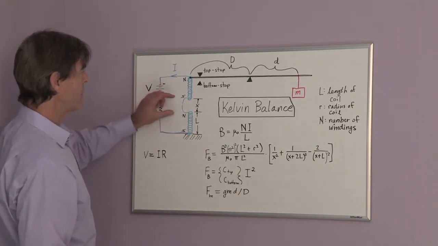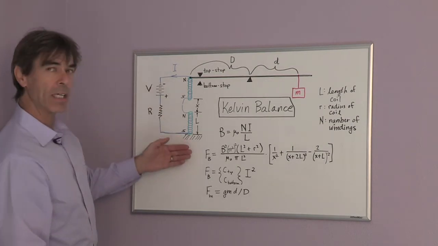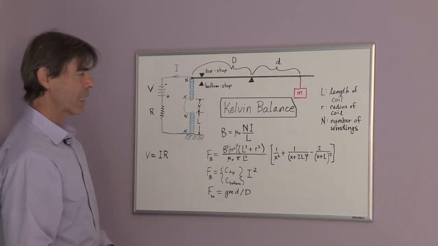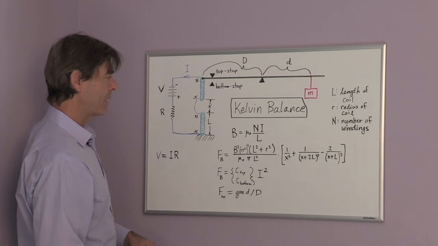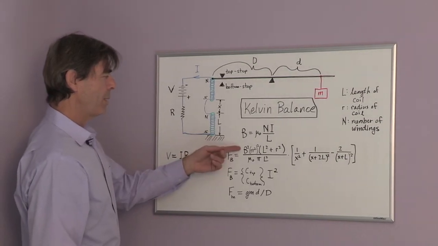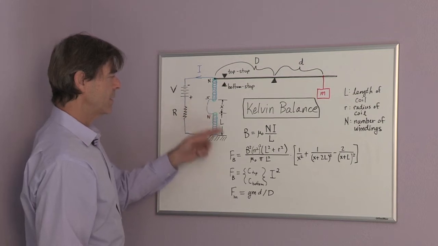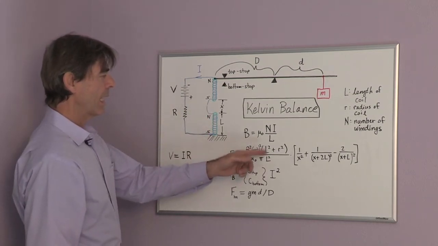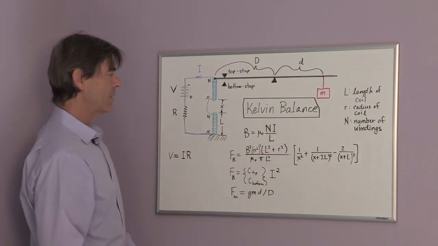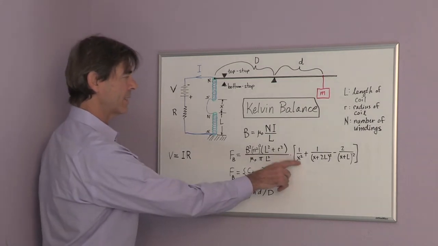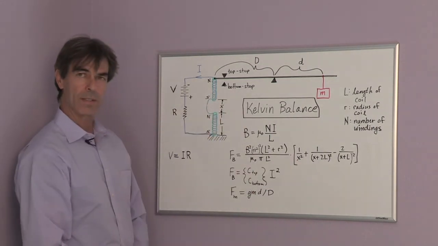And the force between the two coils is approximately given by this expression. I'm not going to read it all out, but it depends, of course, on the B, the magnetic field, the area of the coil, and things that we can determine, including the distance between the two coils.